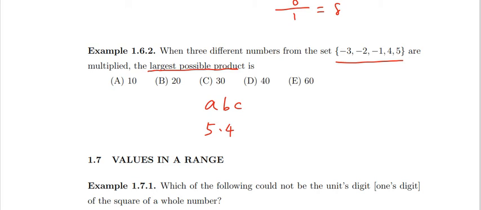So how about A? In this way, for A, B, C, if A picks large, like 5, then for B and C we should check both of them as negative and large. So negative 3, negative 2. We just choose these numbers, so the product becomes 30, right? So the largest is this one. Okay.